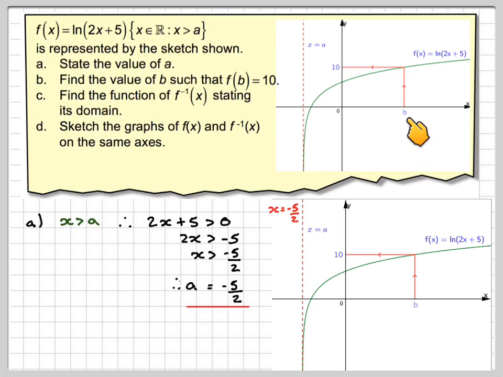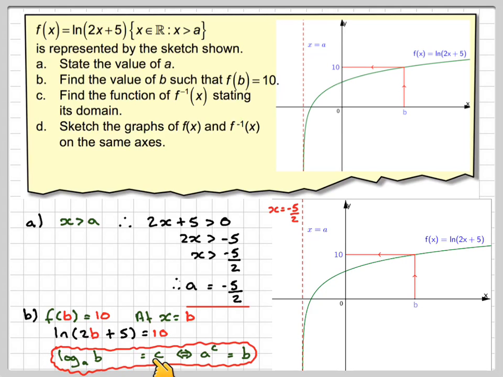Now we have to find the value of b such that f of b is 10. So basically, this value of b gives a value of 10. So f of b is equal to 10. So that means at x is equal to b, ln of 2 times b plus 5 must be equal to 10. Now, log to the base a of b is equal to c implies that a to the c is equal to b. Now this is fundamental, being able to go from this to this and this to this when using logarithms and exponential functions. So the base here is e, so e to the power of 10 is equal to 2b plus 5. And you need to be able to transpose things like that.